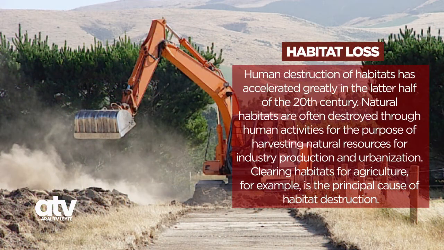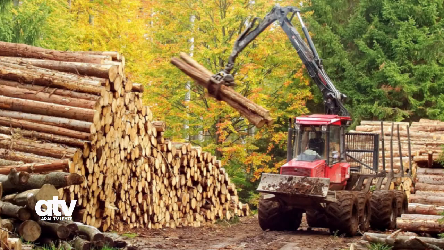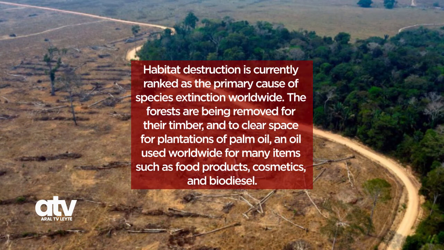Human destruction of habitats has accelerated greatly in the latter half of the 20th century. Natural habitats are often destroyed through human activities for the purpose of harvesting natural resources for industry production and urbanization. Clearing habitats for agriculture, for example, is the principal cause of habitat destruction. Other causes of habitat destruction include mining, logging, and urban sprawl. Habitat destruction is currently ranked as the primary cause of species extinction worldwide.